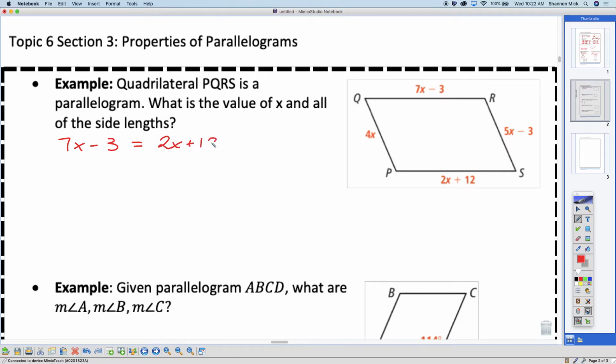What else do I know? So I've got to solve them, yes? Yeah. So here I'm going to subtract 2x and add 3. How about you? Is that what you would like to do? Yeah. We're solving for x. Okay, so I get 5x equals what? 15, so x equals 3.